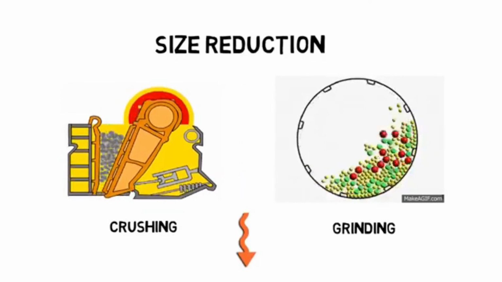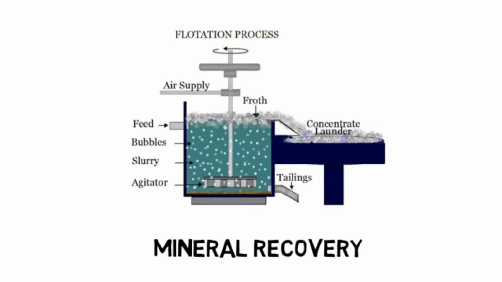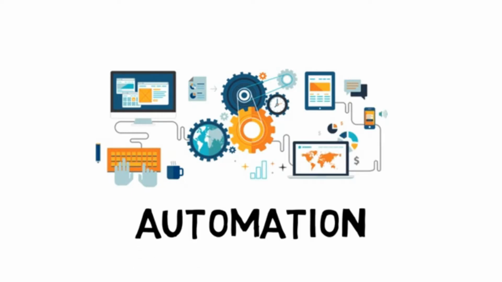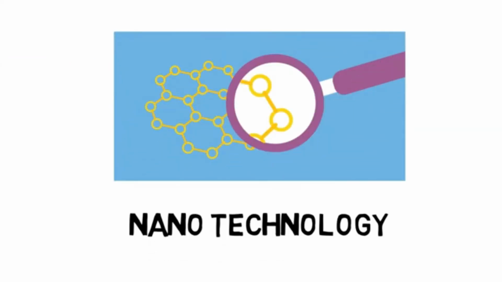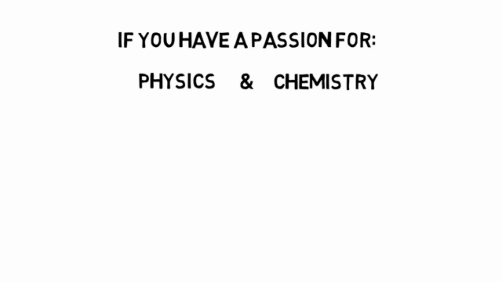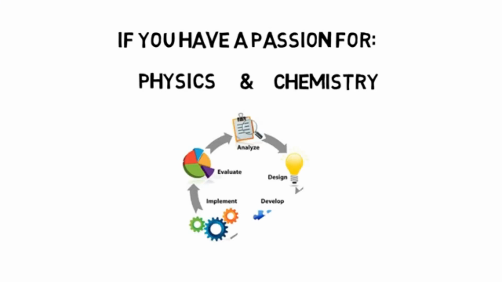Afterwards, the size-reduced ore will proceed to the recovery stage, where the valuable minerals will be separated from the ore, and usually it is done based on their surface chemical properties. As you gain more experience, you can even venture into different specialties such as process automation, developing nano-drying technologies, or dive into electronics recycling. If you have a passion for physics and chemistry, and you like to design, analyze, and optimize processes, then you should consider a career in mineral processing.